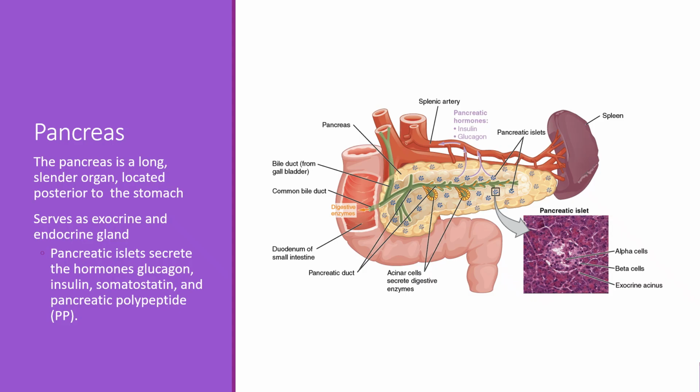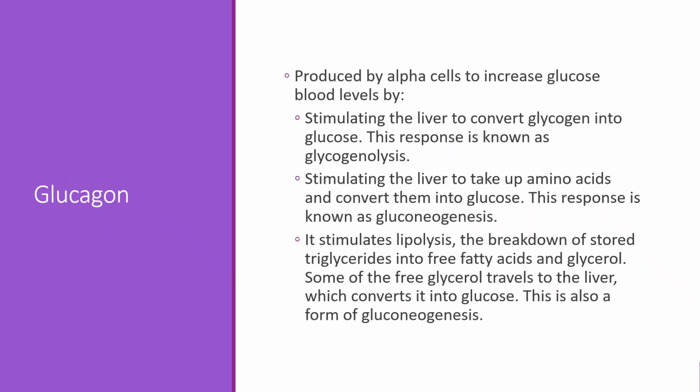They secrete glucagon and insulin, which are going to be the focus of our conversation here, but also somatostatin and pancreatic polypeptide, which we're not going to talk about. But we are going to talk about glucagon. It's produced by the alpha cells to increase blood glucose levels.